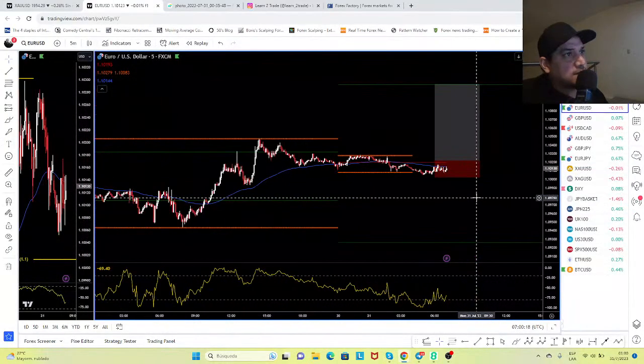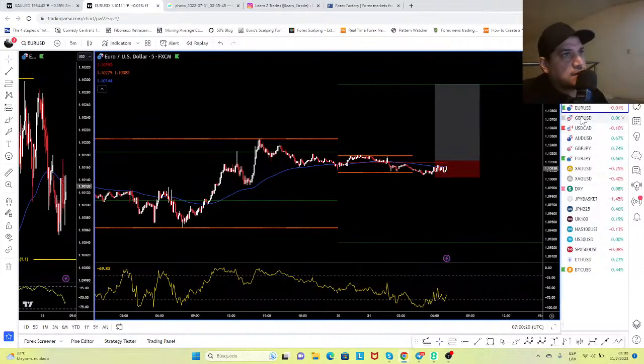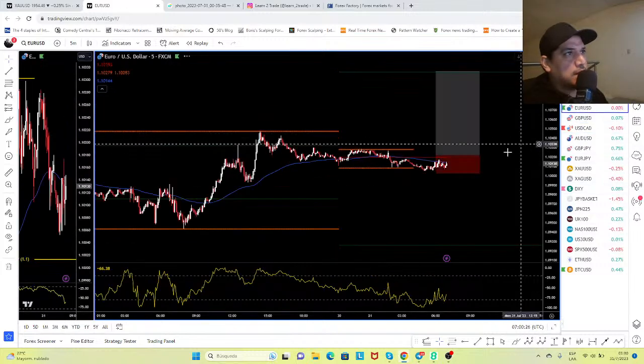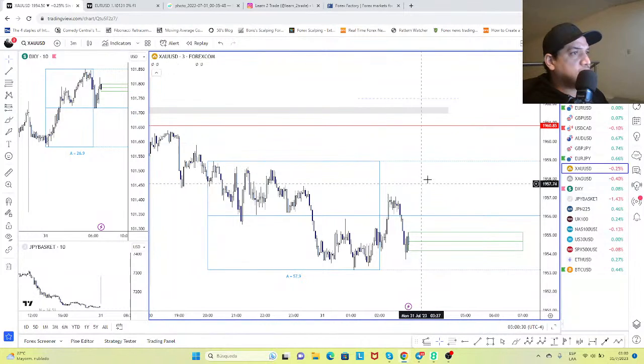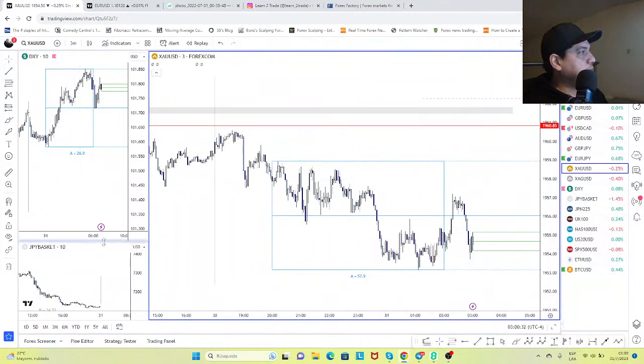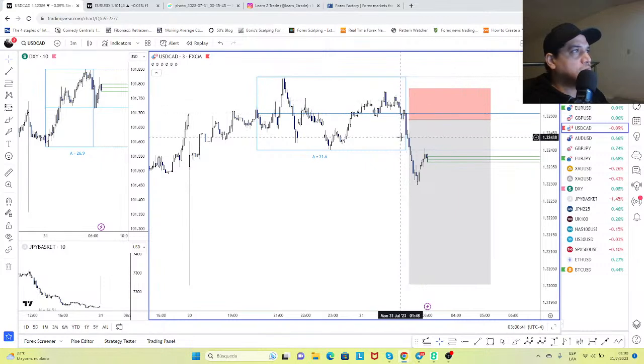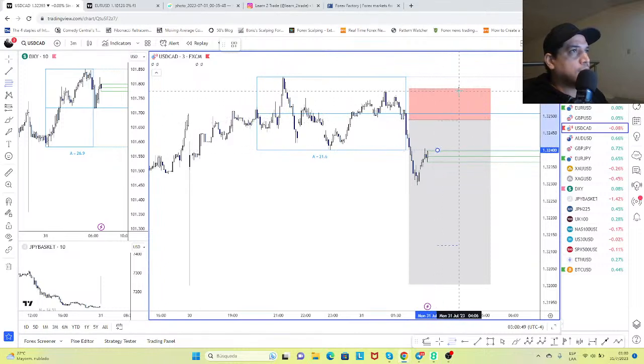Let's have a look at this possible Euro USD. Nothing going on here on the F1 strategy side. I have this Euro US dollar long, of course. Very, very weak open, in my opinion. Let's have a look at the USD CAD. That's exactly where I should be placing those shorts on the USD CAD. I am going to do that.